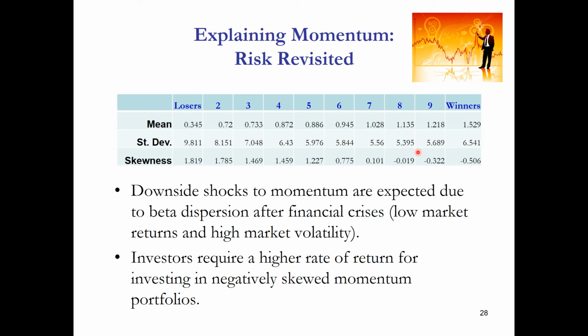Now, if investors do have a lottery preference, that is, a preference for positive skewness, they will be willing to accept a lower return on that positive skewness. So one potential explanation for momentum here is the downside risk of winner portfolios, which might explain the high returns of the winners.